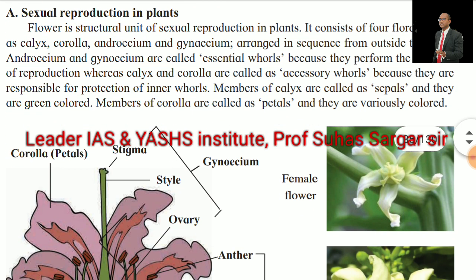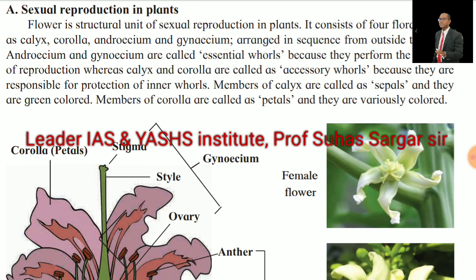First, sexual reproduction in a plant. The flower is a structural unit of sexual reproduction in plants. It consists of four floral whorls: calyx, corolla, androecium, and gynoecium, arranged in a sequence from outside to inside. Androecium and gynoecium are called essential whorls because they perform the function of reproduction, whereas the calyx and corolla are called accessory whorls.